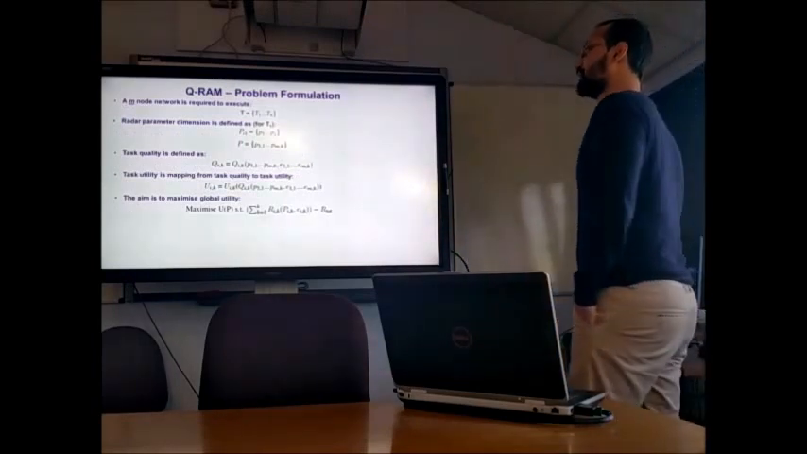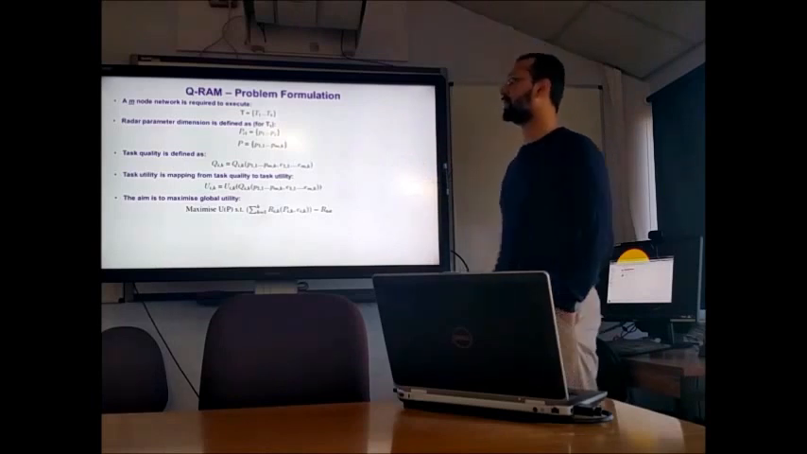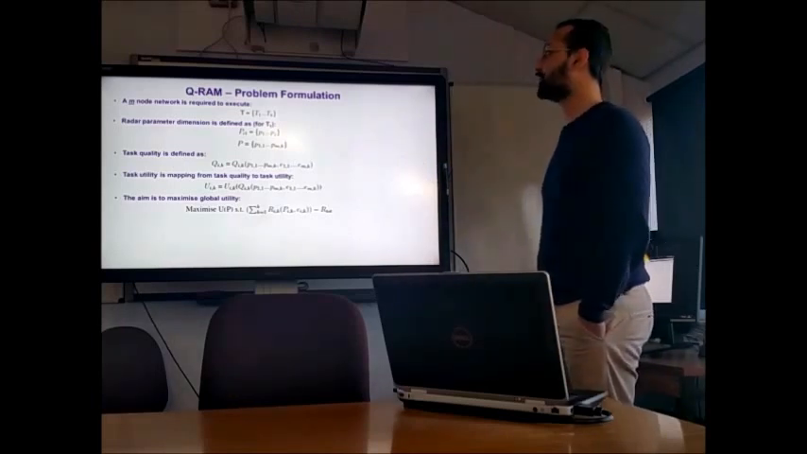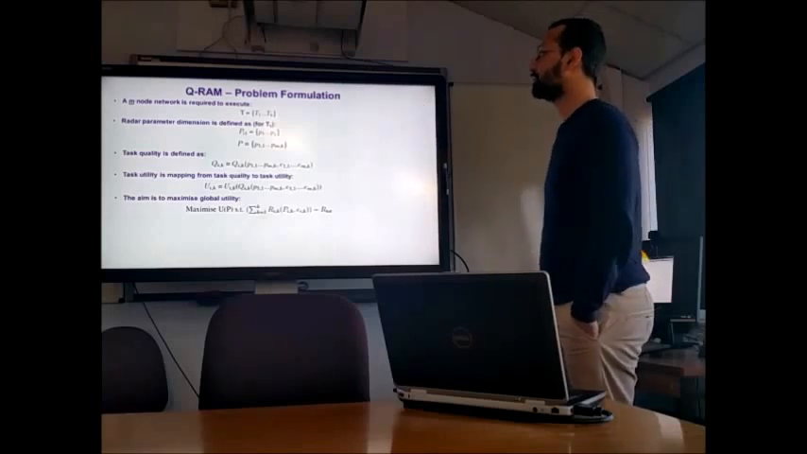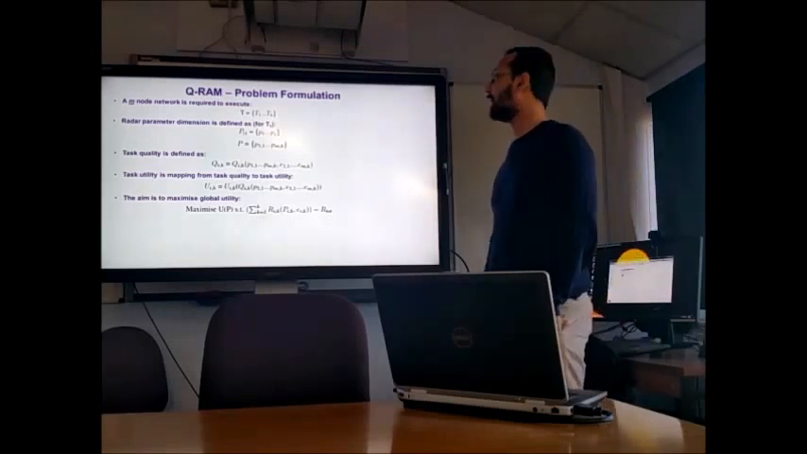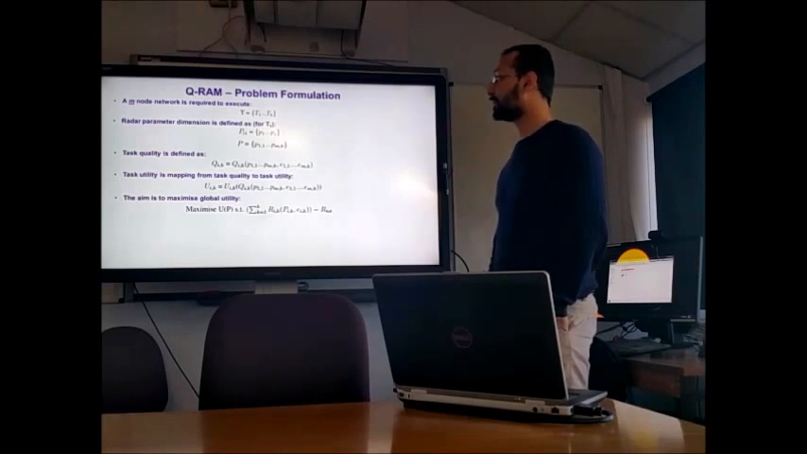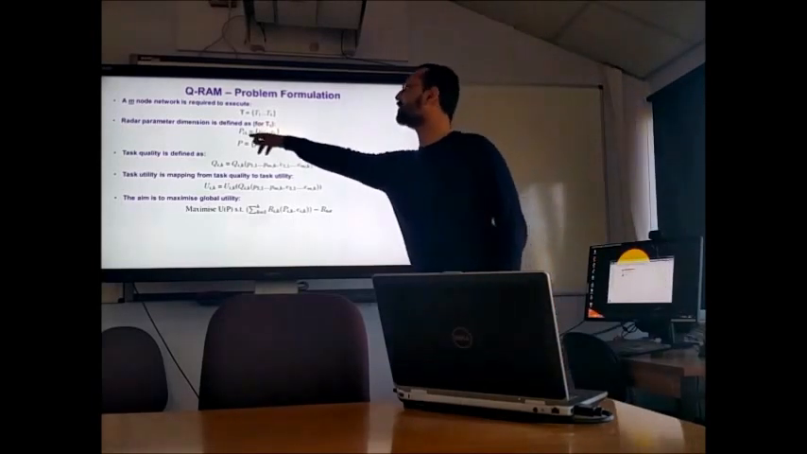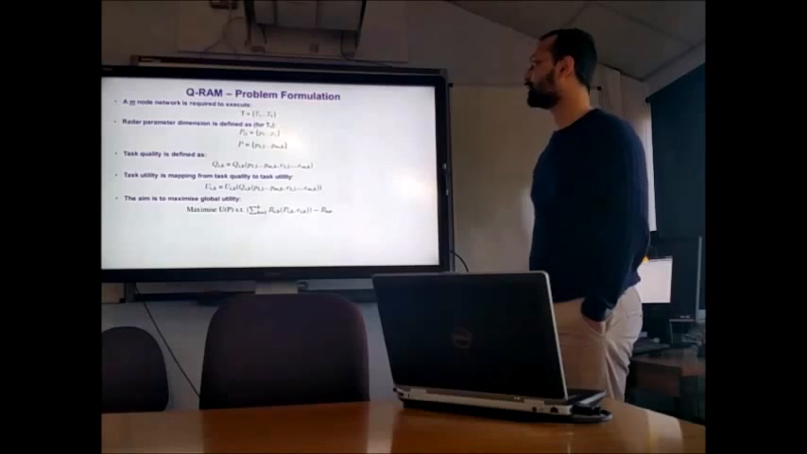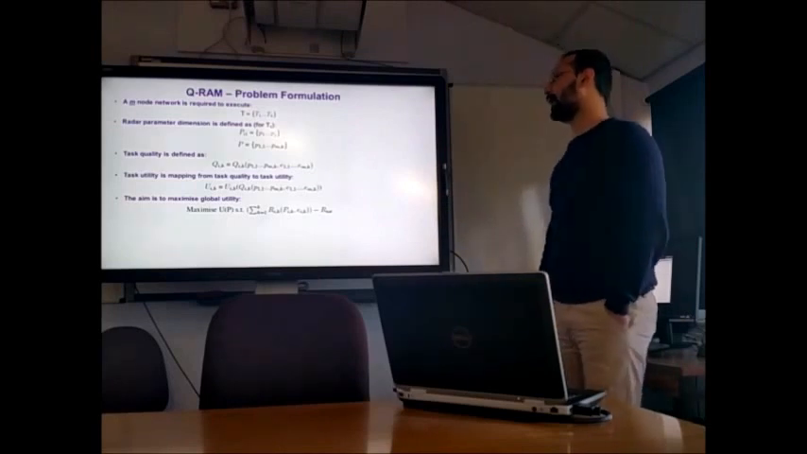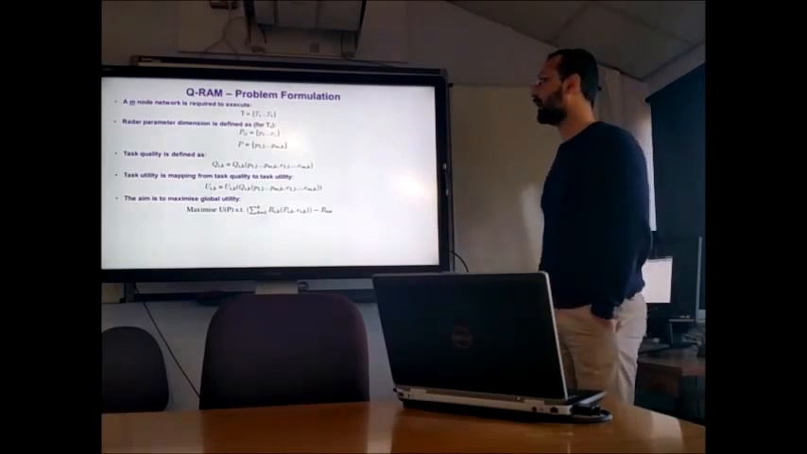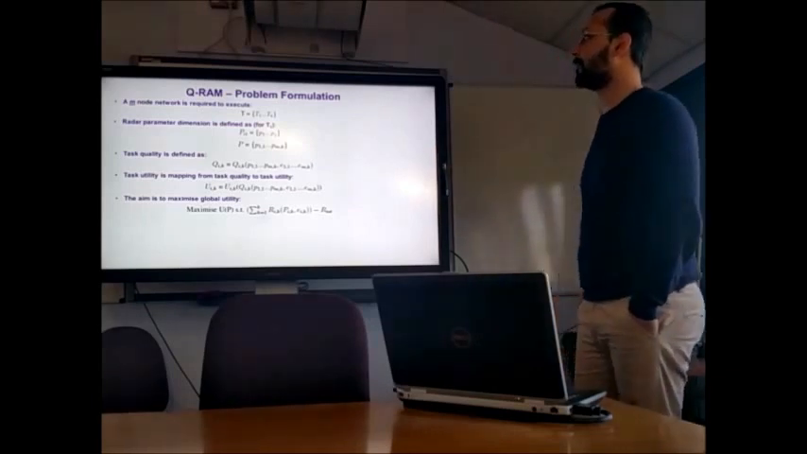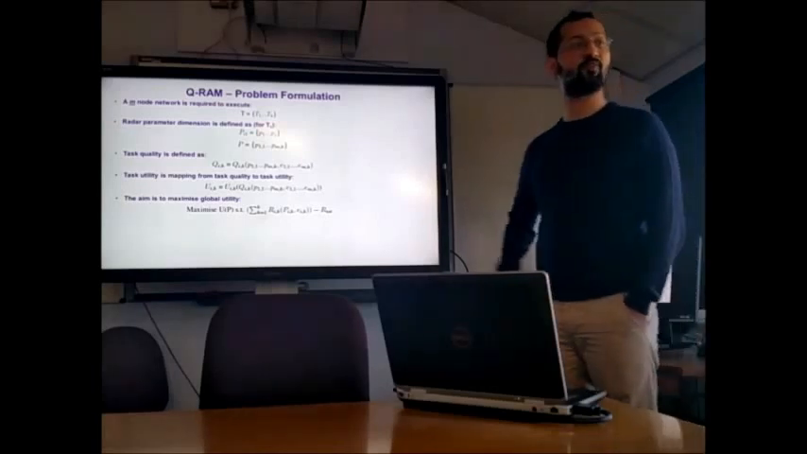So I've taken all the boring maths out, just giving you how I formulated the problem here. So we start with an M-node network, which is required to execute the given task, where the total number of tasks is defined by K. The radar parameter dimension, for example, for task 1 is defined by P, where I here shows the radar that we're considering all the parameters for, and that 1 represents the task number. Therefore, by capital P, we can say all the radar parameters for all tasks and all nodes is given by the following vector. Thus, task quality is defined as the parameter selected together with the environmental dimension.